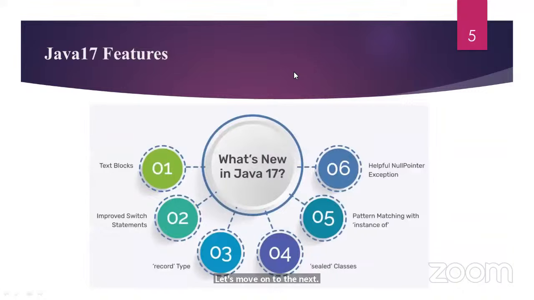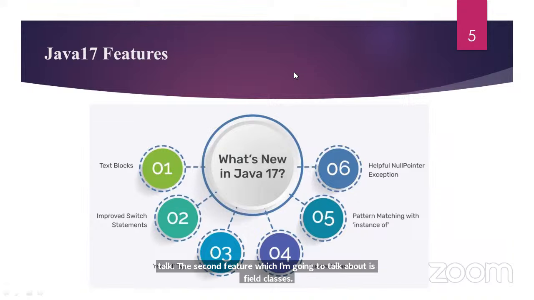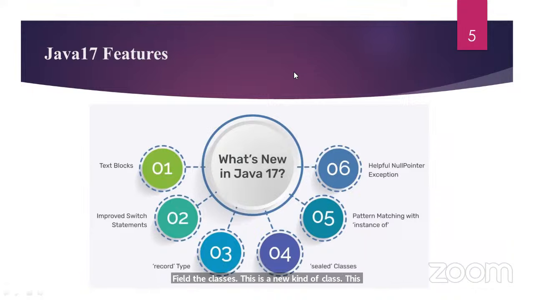Let's talk about the different features we are going to cover as part of Java 17, guys. First, I will focus on switch statement related enhancements in Java 17. The second feature is sealed classes, guys. This is a new kind of class introduced in Java. I'm going to talk about that today.